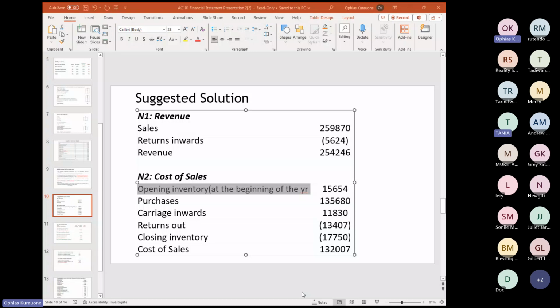Then let's go on to the next one. So carriage inwards, we add it. It increases the purchases. Be very careful on this one. Then return outwards. That is 13,407. Then closing inventory, you subtract it from the opening inventory plus purchases. Then cost of goods sold, that is 132,007.